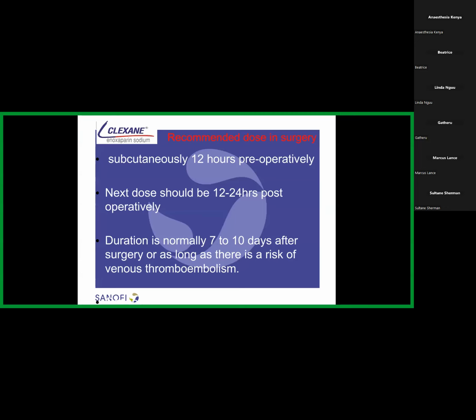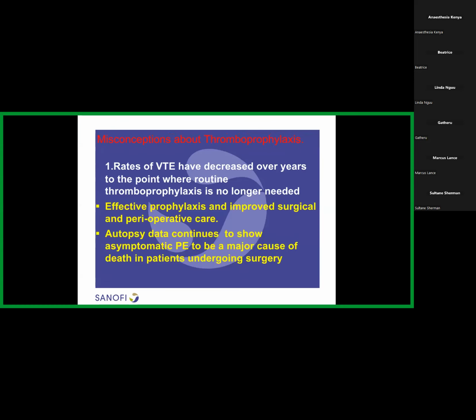The recommended doses in surgery, when you're giving Clexane, as I said before, you should stop it 12 hours before surgery, and then give the next dose 12 to 24 hours post surgery. And then depending on the risk of your patient, you can give it for 7 to 10 days after surgery, or until the risk is taken care of.